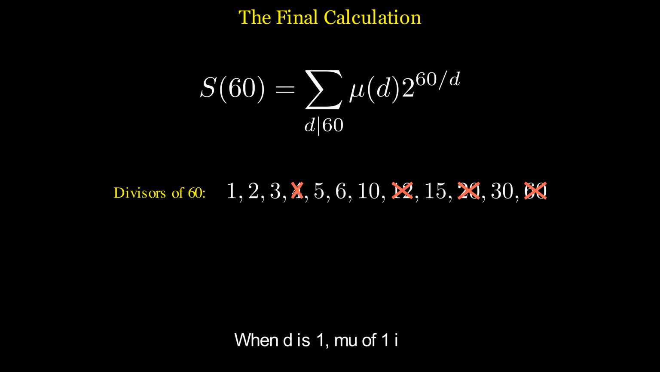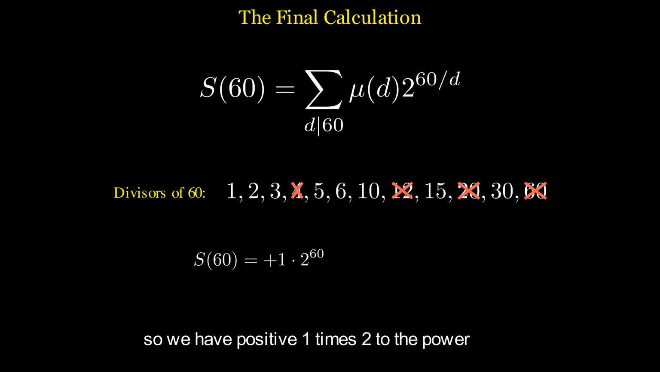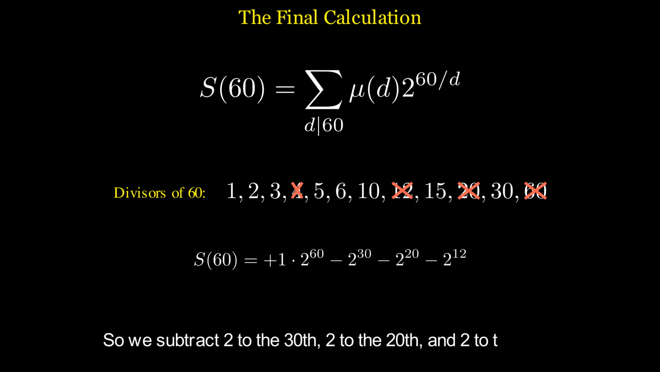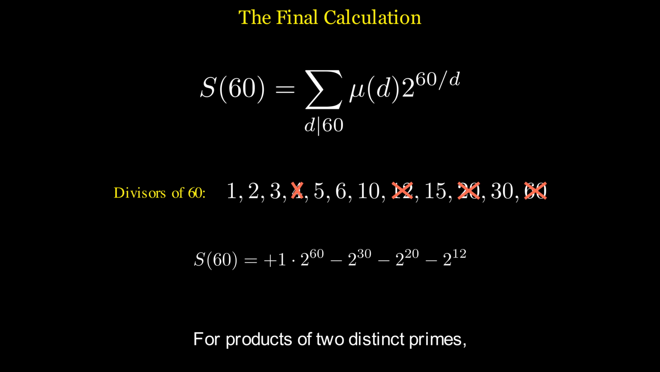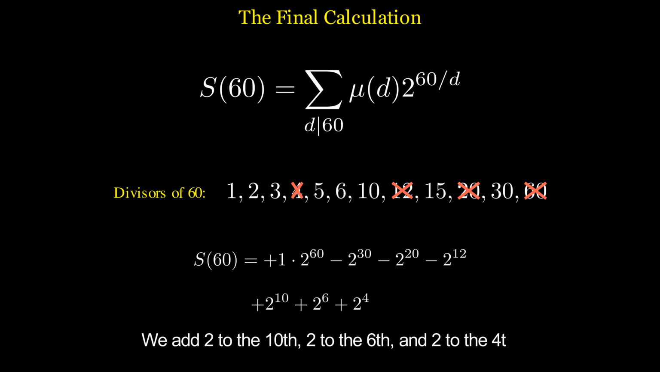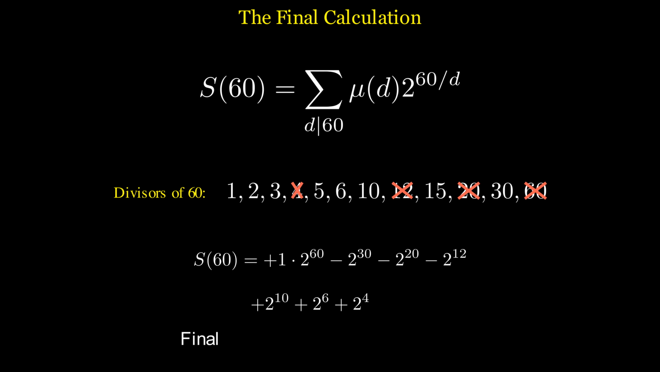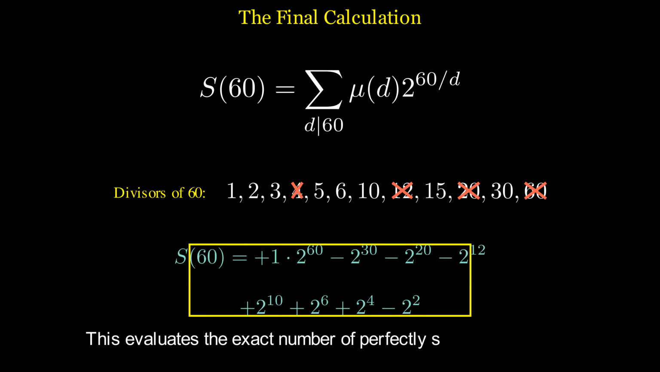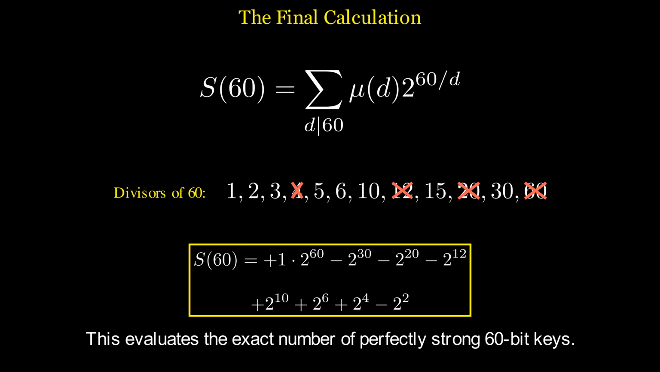When d is 1, mu of 1 is 1, so we have positive 1 times 2 to the power of 60. When d is a single prime like 2, 3, or 5, mu is -1, so we subtract 2 to the 30th, 2 to the 20th, and 2 to the 12th. For products of 2 distinct primes, like 6, 10, and 15, mu is +1. We add 2 to the 10th, 2 to the 6th, and 2 to the 4th. Finally, 30 is a product of 3 primes, so mu of 30 is -1, meaning we subtract 2 squared. This evaluates the exact number of perfectly strong 60-bit keys.